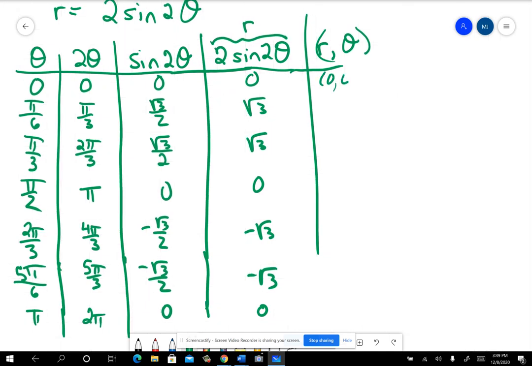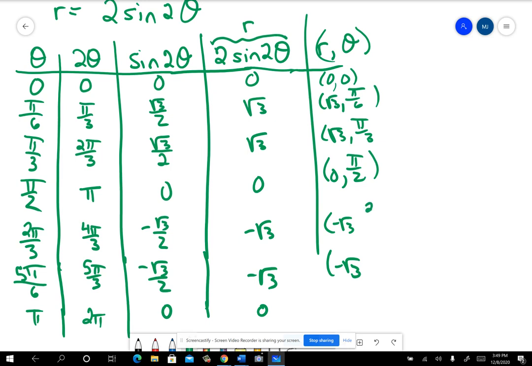So I had to plot 0, 0, square root of 3 with the pi over 6, square root of 3 with the pi over 3. Make sure you're doing it with the original angles. 0 with the original pi over 2. Okay, negative square root of 3 on each of these. So that's at 2 pi over 3 and at 5 pi over 6. And then here we got an R of 0 when we were at pi. And then you would have, in the table, had a whole lot more than that.